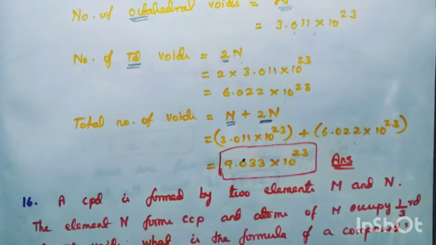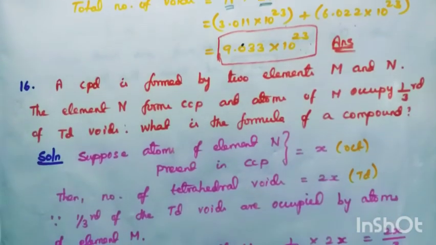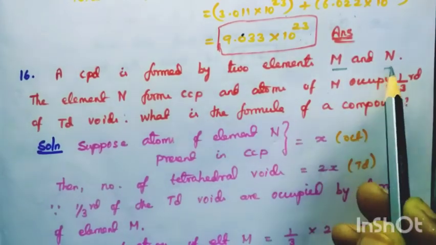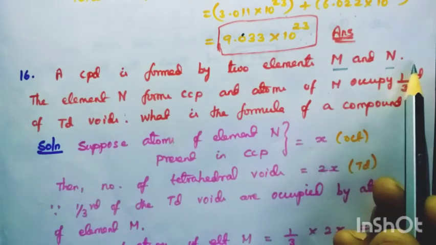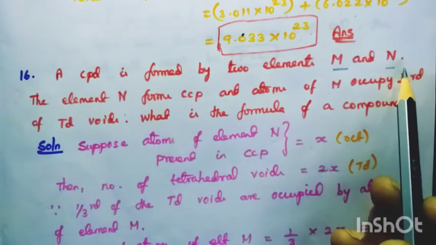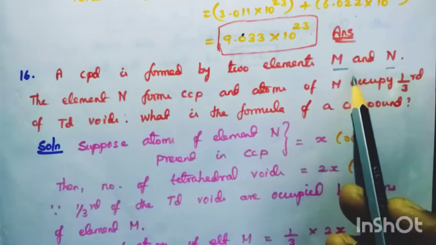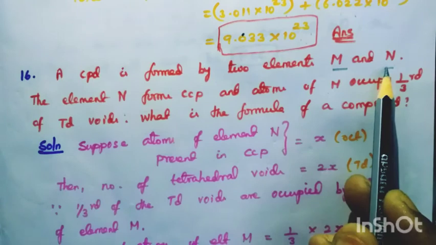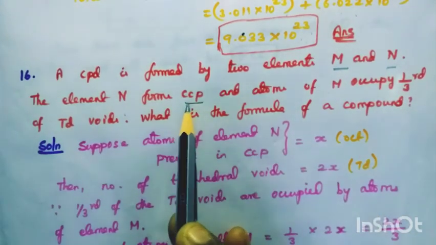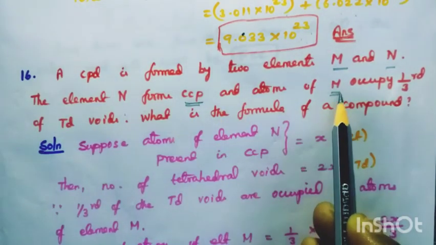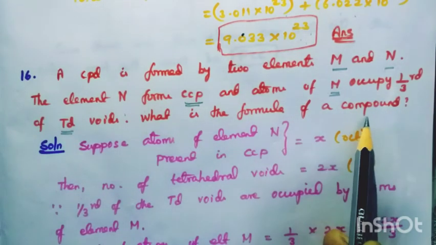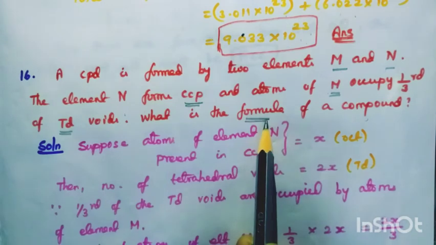The next problem we are going to see: a compound is formed by two elements, M and N. Like corner atom A and face-centered B, we are having M and N here. Find the formula. The element N forms CCP and the atoms of M occupy 1/3 of the tetrahedral voids. What is the formula of the compound?